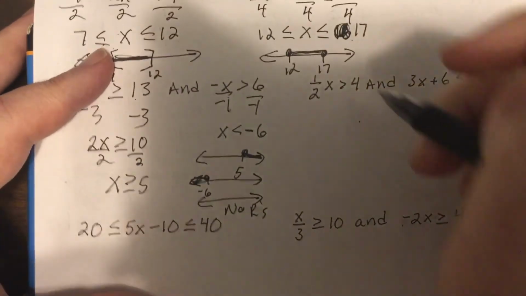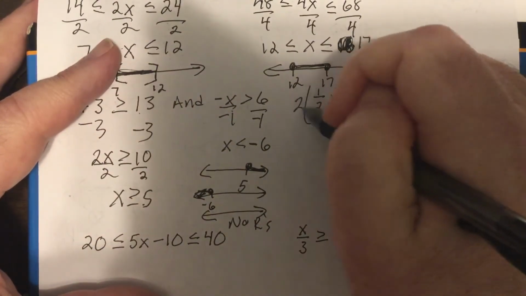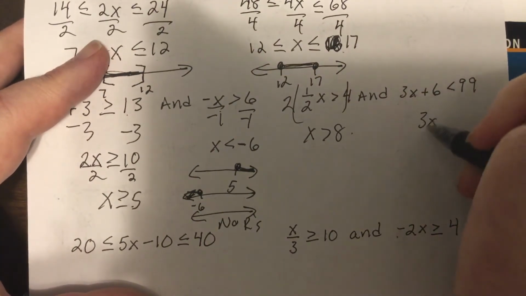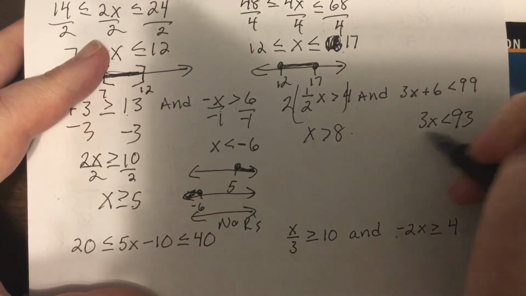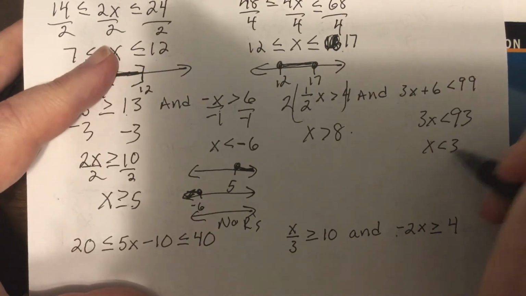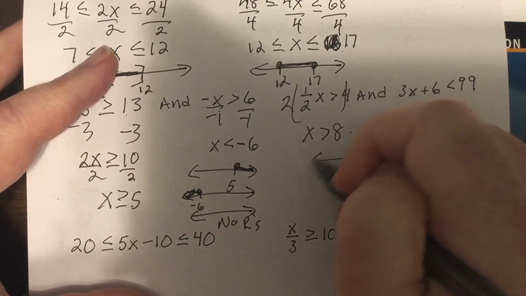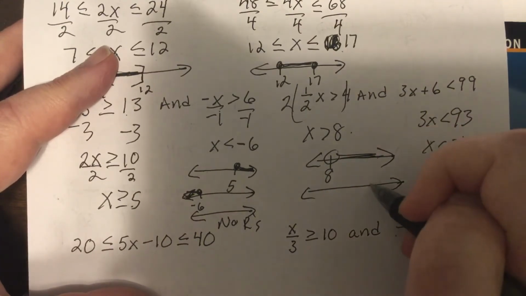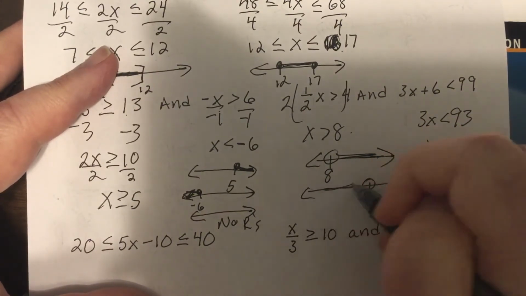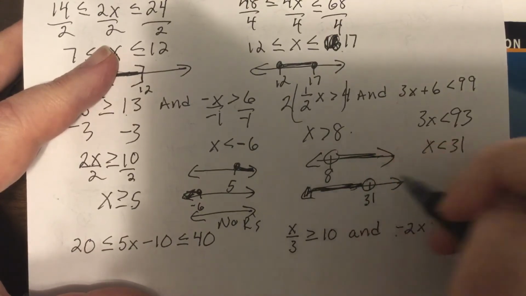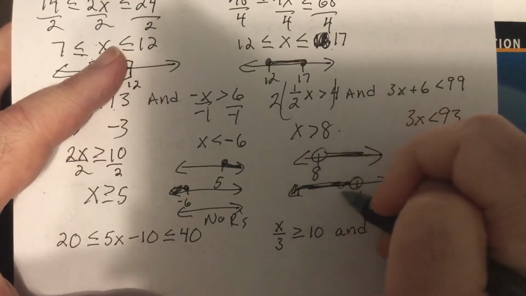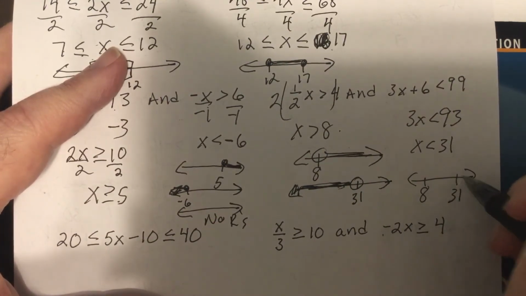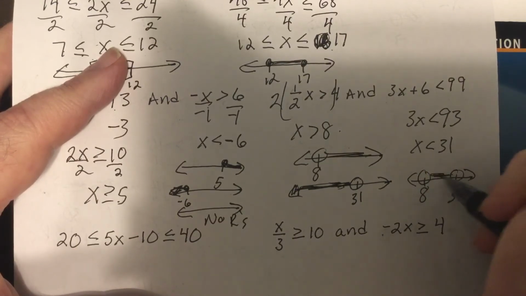Okay. So let's see. Here I'm going to multiply both sides by those, so x is greater than 8. Here I'm going to subtract 6. Divide by 3. So I got greater than 8. I have less than 31. Now notice if this was "or", it'd be all real numbers. But since it's "and", it's everything between 8 and 31. Open dots, or parentheses, whatever makes you happy.